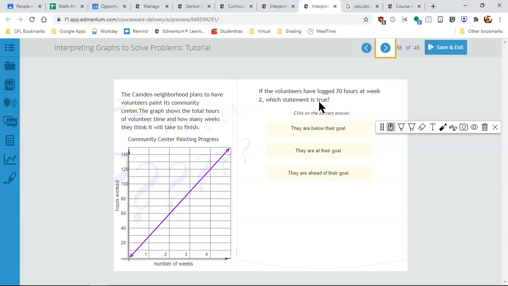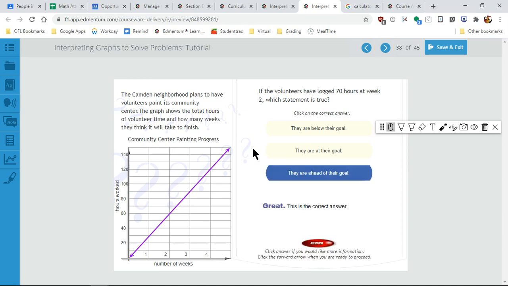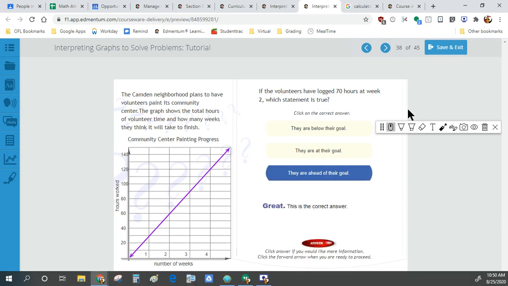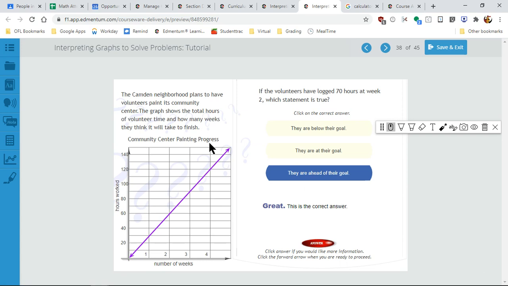So let's do some practice problems together. If the volunteers have logged 70 hours at week 2, which statement must be true? So here's week 2. They're at 70 hours. So they're logging more hours than their goal. So they are above their goal. They're ahead of their goal. They're working faster than the pace is. Ironically, I want you guys to kind of think of this as like the pacing guide.